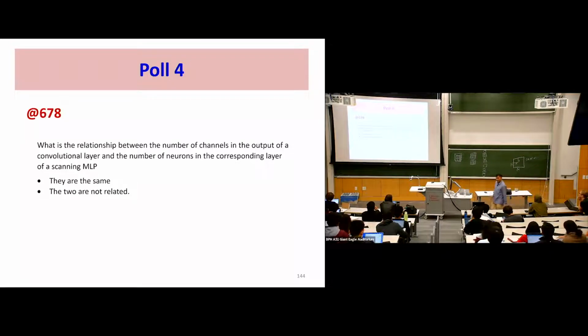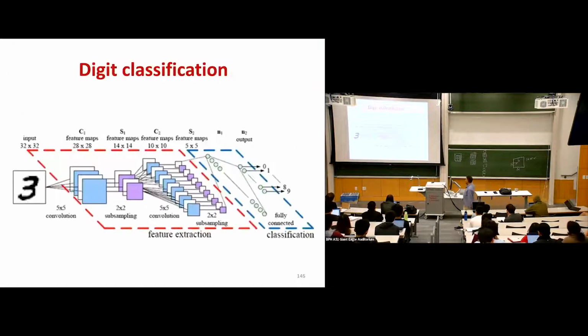So what is the neuron? Again, I put the term neuron over there for a reason. What was a neuron? Going back to the scanning MLP, each one of our filters represented a neuron, did it not? Make the connection? So what is the relationship between the number of channels and the number of neurons in the corresponding scanning MLP? They are the same. Make sense? Right.